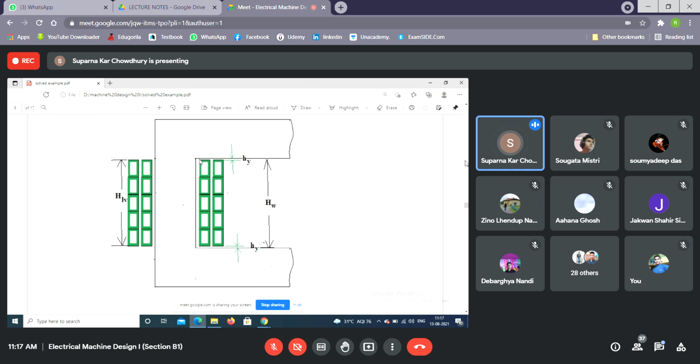Now the conductor height should be accommodated inside the window. Now between the yoke and the winding, there should be some insulation. So there should be some clearance, this HY. Now that obviously depends on the voltage level. Now ideally we want the LV winding and the HV winding height to be the same. So in that case, if we want the height to be the same, that means this clearance from the yoke is decided by the HV winding voltage.